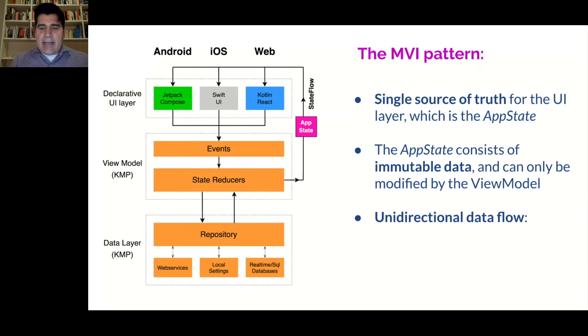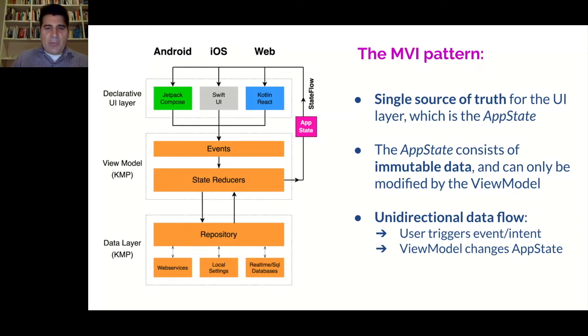And then it's based on unidirectional data flow. So what would happen is that a user would trigger an event from the UI layer. Then the model changes the app state, so takes the event, and through the event, we're gonna see more in detail, but very simply saying, it's changing the app state, and then the view applies the new state.